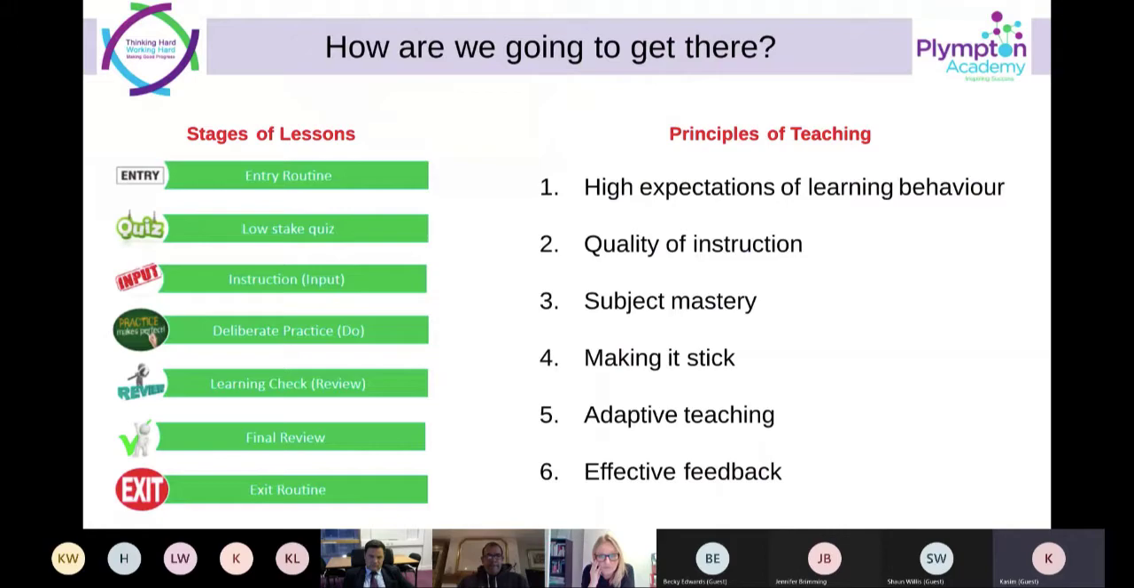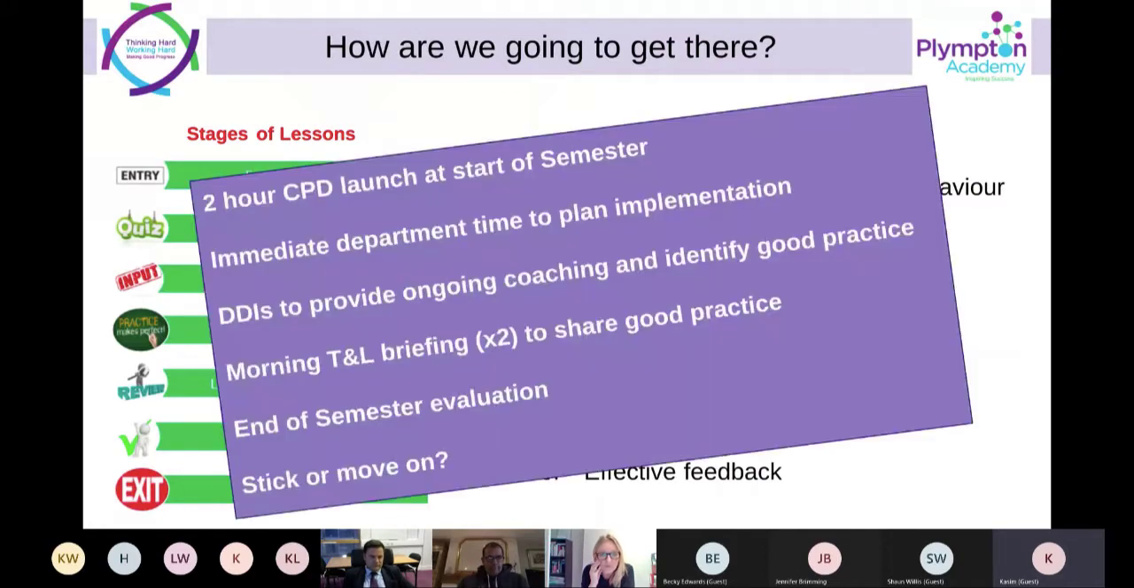And this is supported by a CPD cycle that, as you can see there, starts off with a launch, and then the DDIs, an evaluation at the end of the semester, and then importantly a decision as to whether or not we're ready to move on to the next principle of teaching. So it's a very considered approach, and a deliberate one, to make sure that we are making good, solid developments and not trying to rush ahead of ourselves without embedding any particular stage.